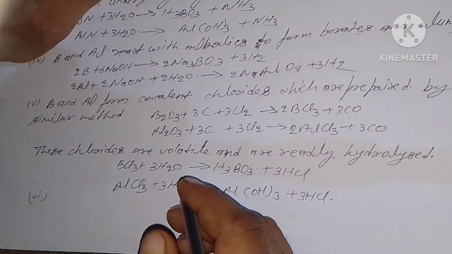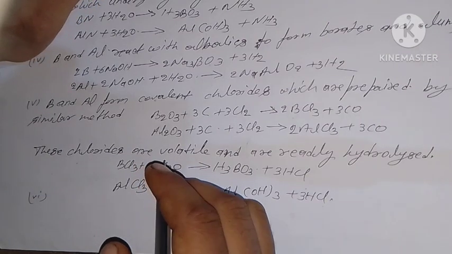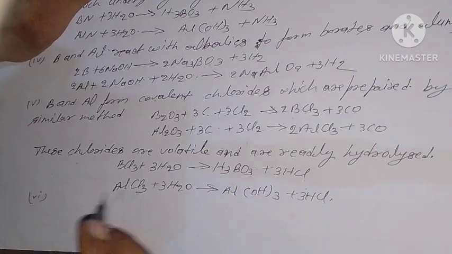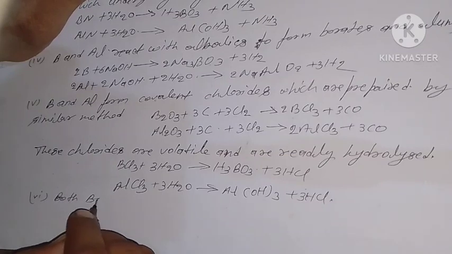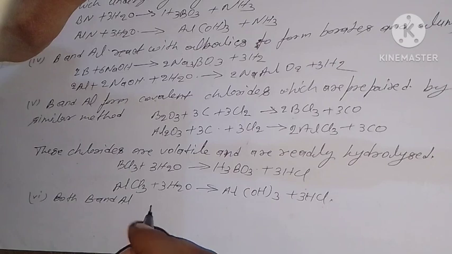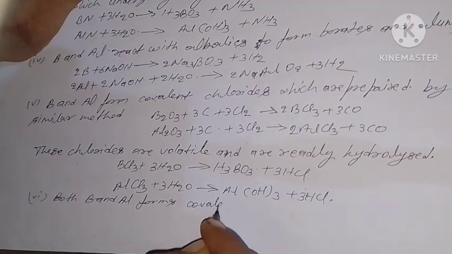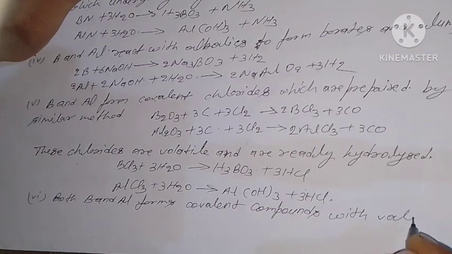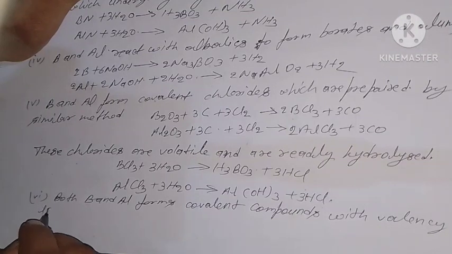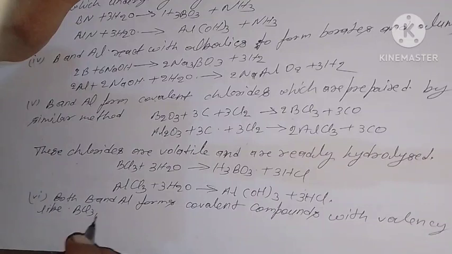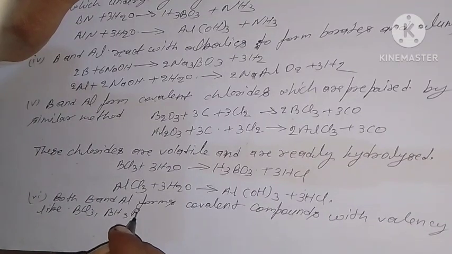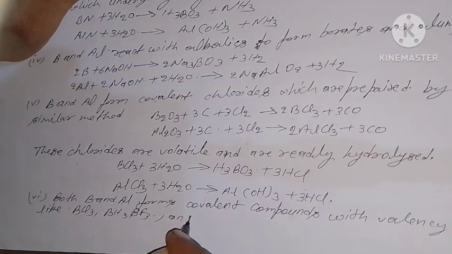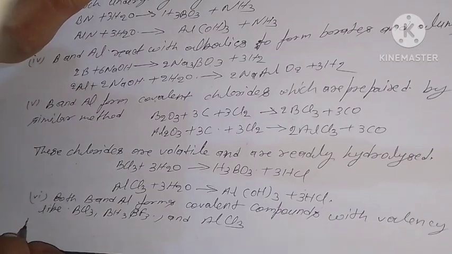Sixth point. Both boron and aluminium form covalent compounds with valency 3, like BCl3, BH3, BF3 and AlCl3.